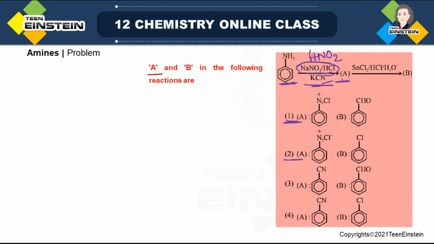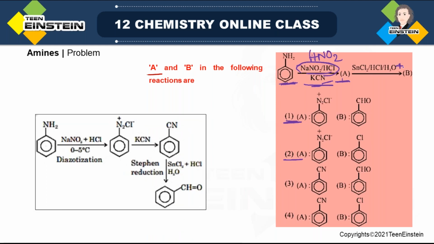Next, what reagent are you using? You are using SnCl2 and acidic condition H3O+. And in this reaction, the CN is converted to CHO, and this is a named reaction, which is Stephen reduction. In Stephen reduction, the CN group is converted to CHO in presence of acidic water medium, SnCl2 and HCl. So that is why the correct option should be option 3. This is A, cyanobenzene, this is B.